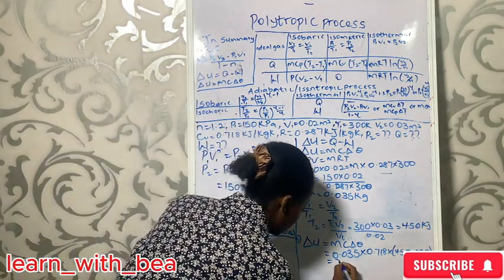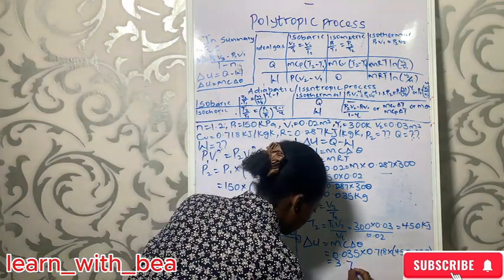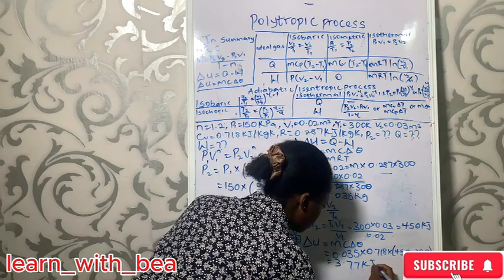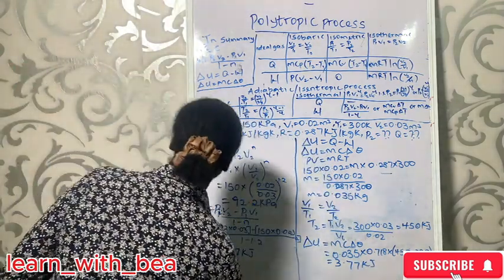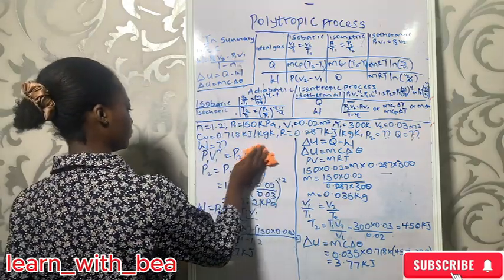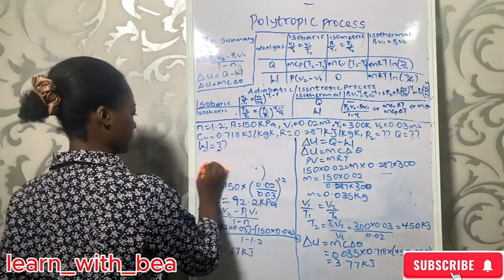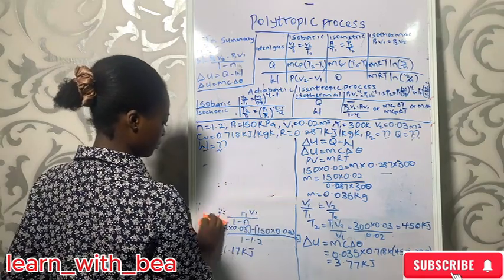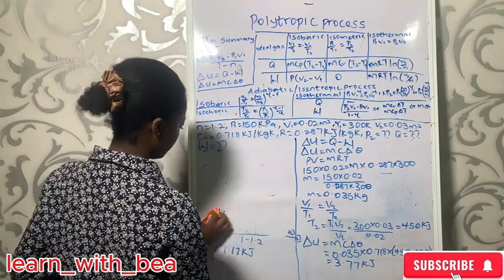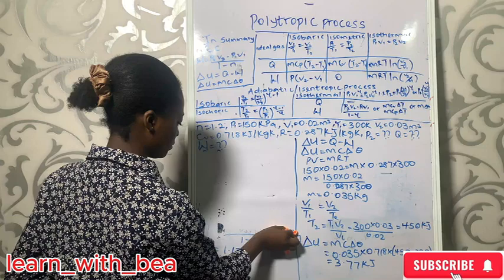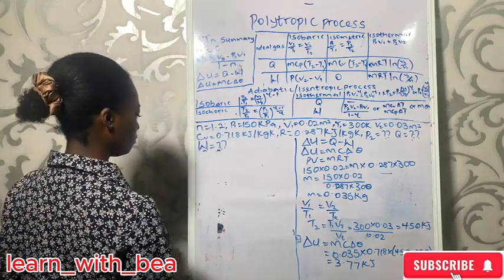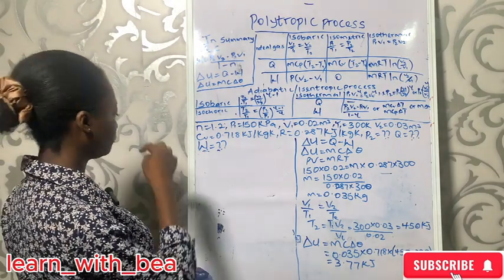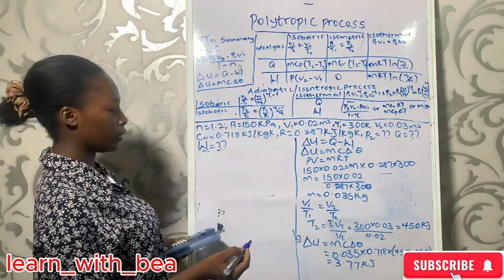That is giving us 3.77 kilojoule. So from there now, we can calculate our Q. We've gotten our delta U. We can now get our Q.